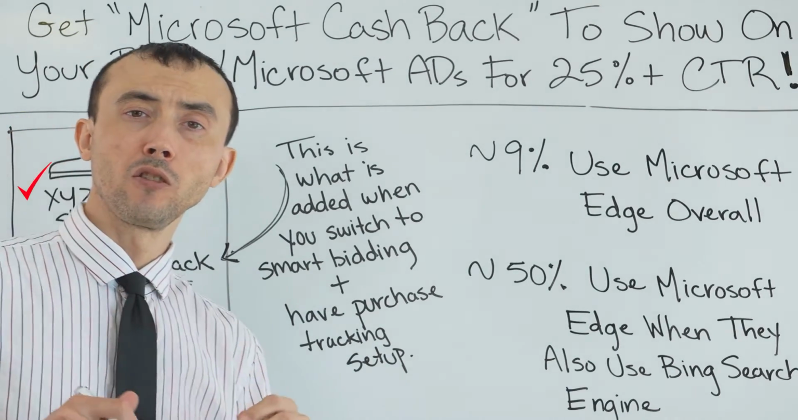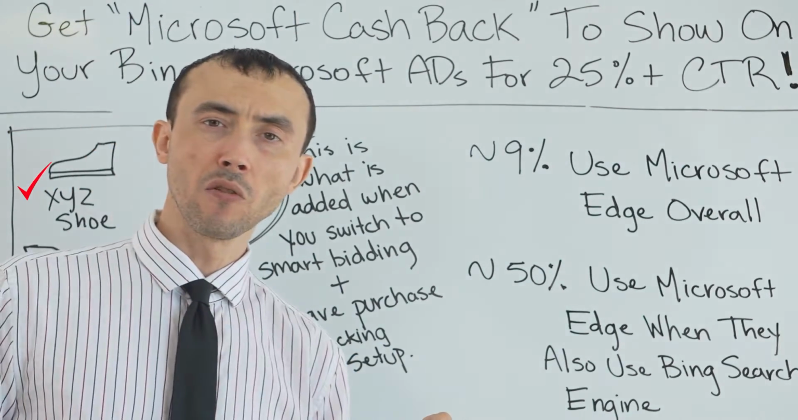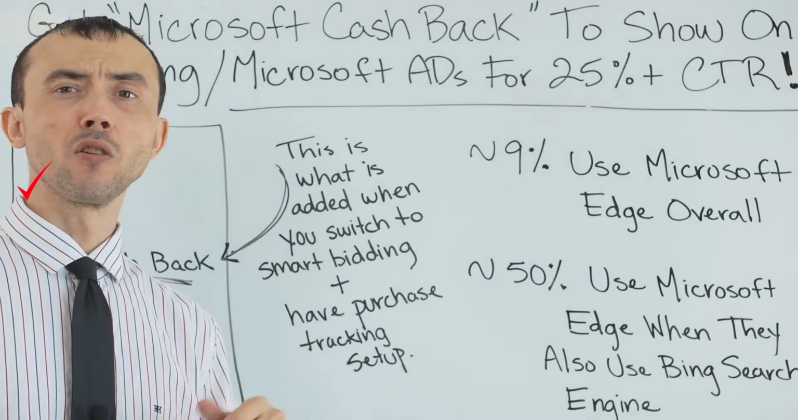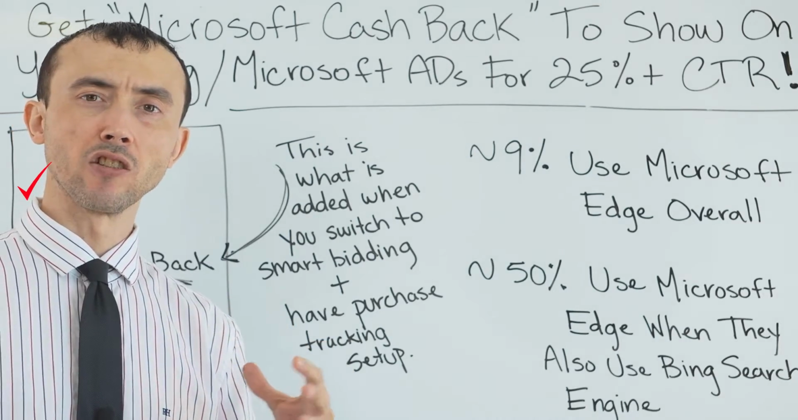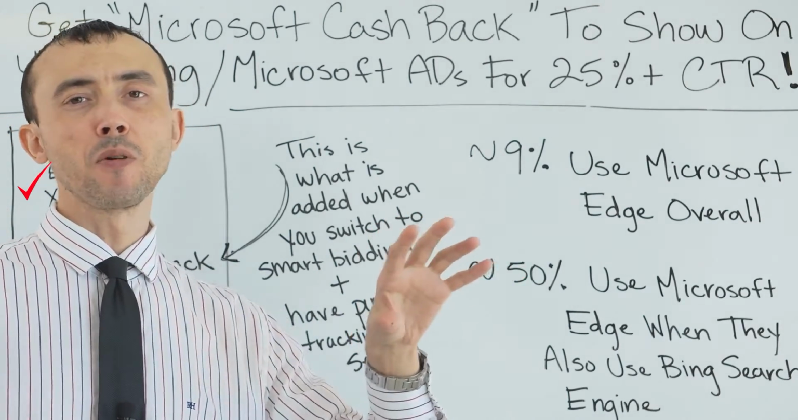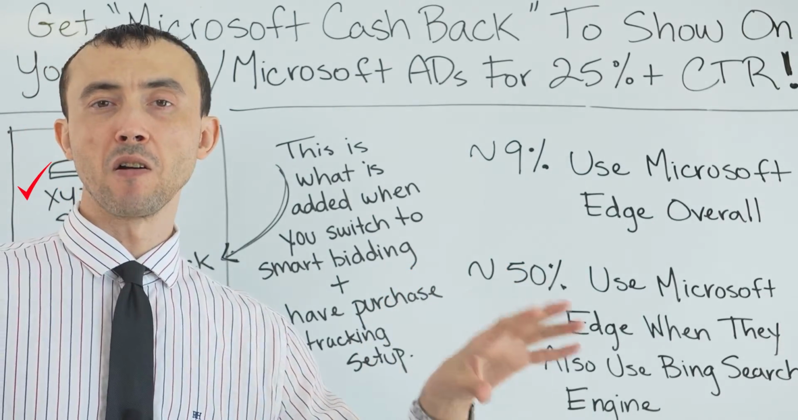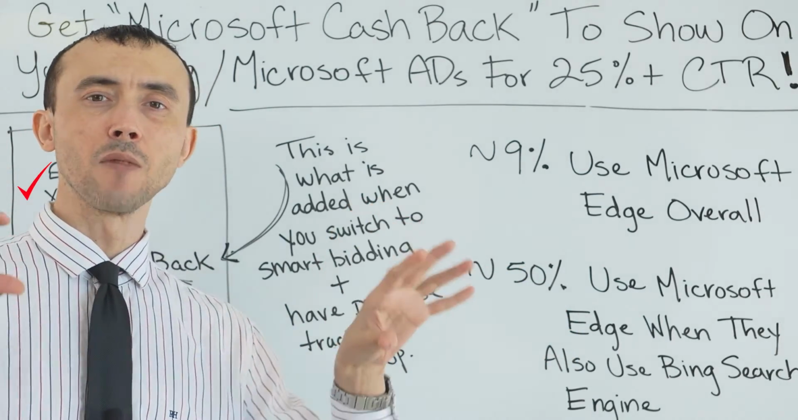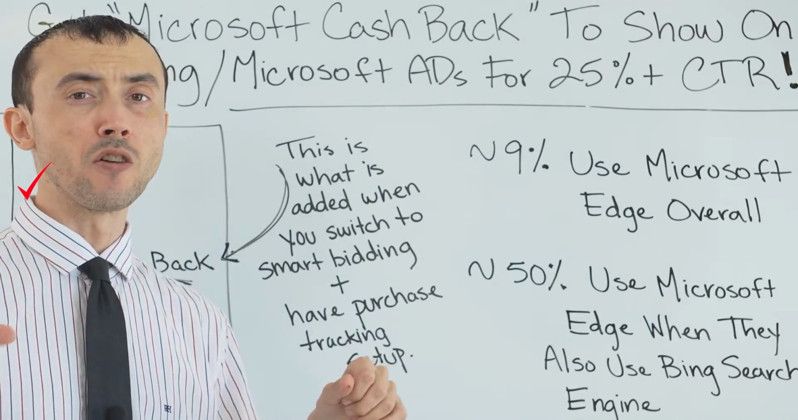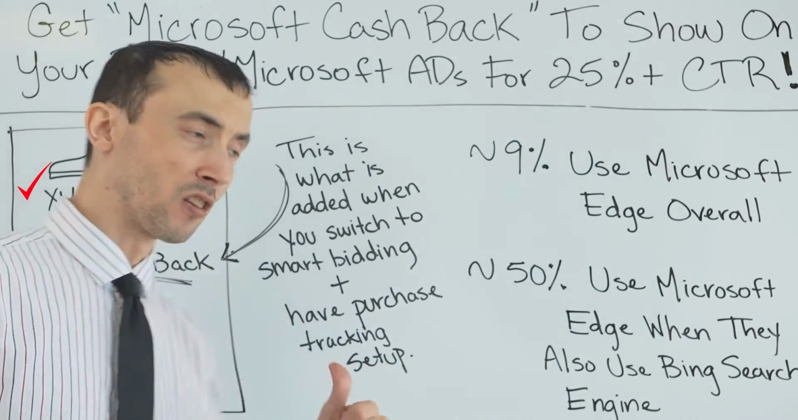You'll get more of a click-through rate bump when your competitors don't have it showing, and if they do have it showing, you'll have less of a bump, because whatever stands out, if you're the only person with it, you're going to stand out more and get a bigger effect. But at the very least, you're going to get some click-through rate increase just by having this on your ad. So if you found this video wondering how to do this, this is how to do it.